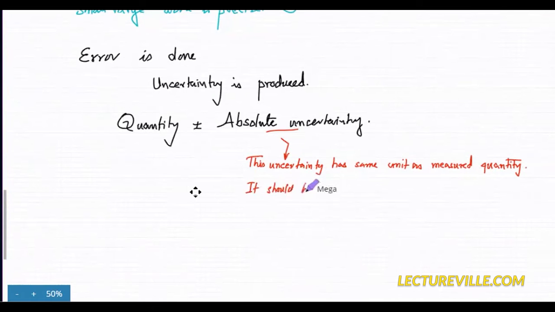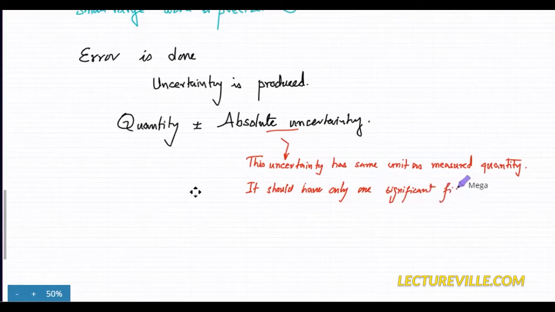It should have only one significant figure. It should have only one significant figure.